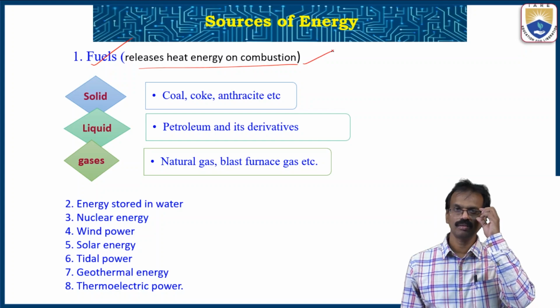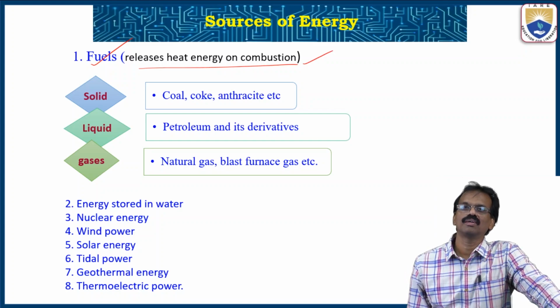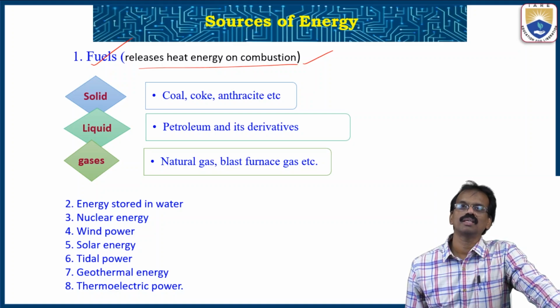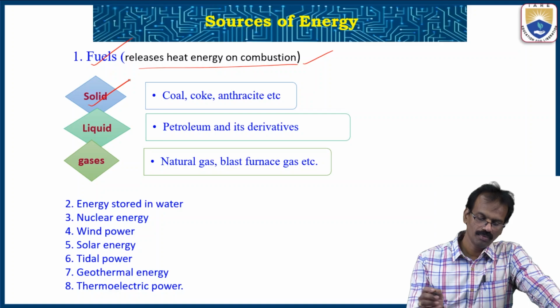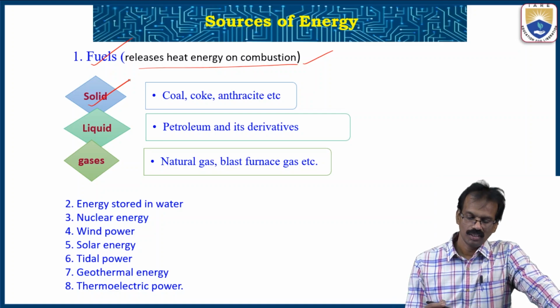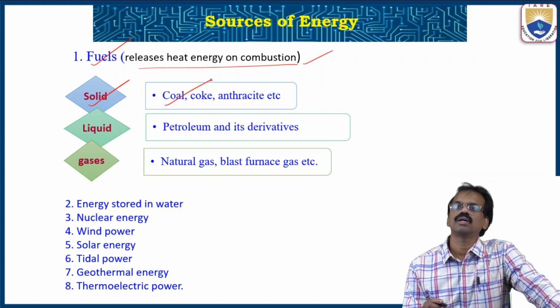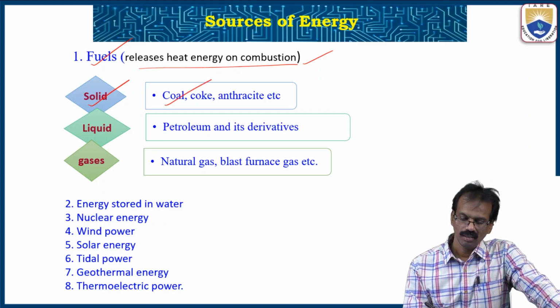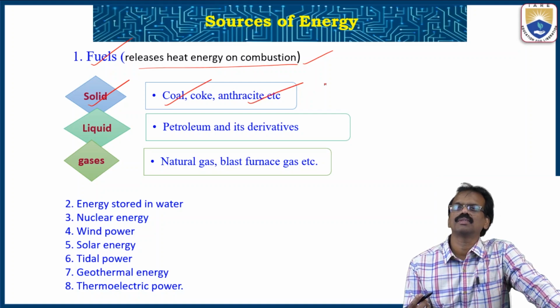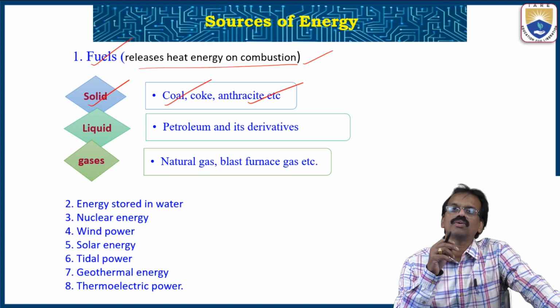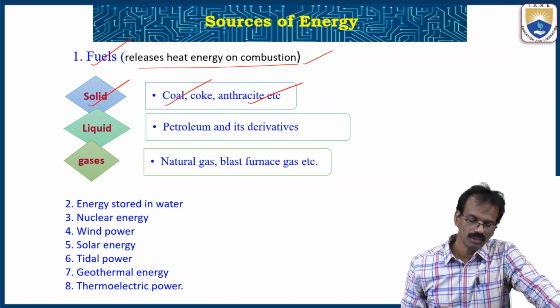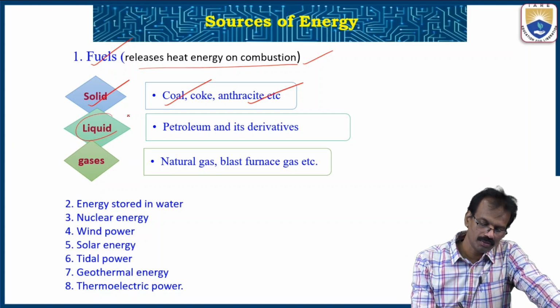Here fuels are of three types. The first one is solid, the second one is liquid, and the third one is gases. Examples of solid fuels are coal, coke, and anthracite, etc. Some different solid fuels are there.